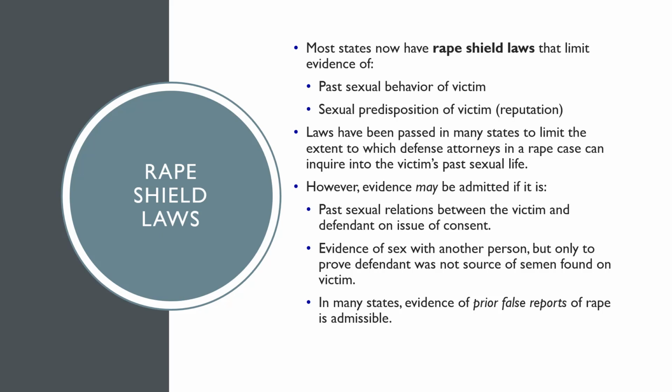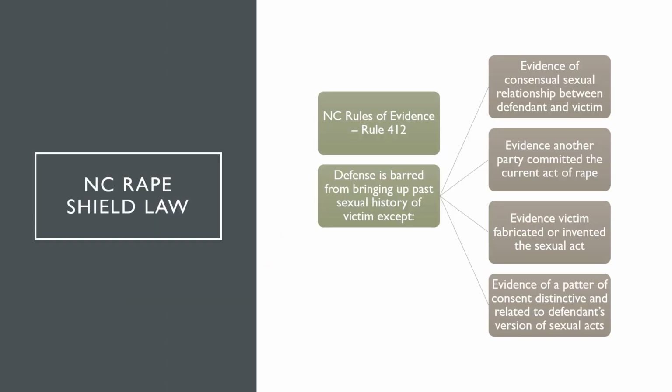The final area you can usually inquire into, and these are just the broad ones, there are more than these. You could say, have you ever falsely reported rape in the past? That can become admissible because if the person is a habitual liar, then the jury and the judge should know that. All right, so let's look at North Carolina's.